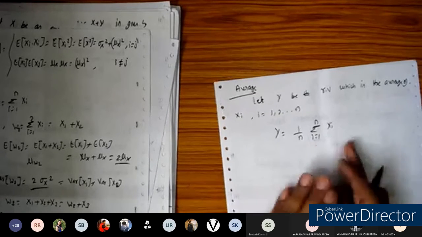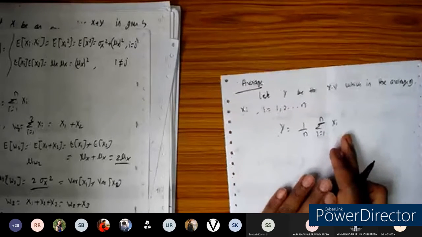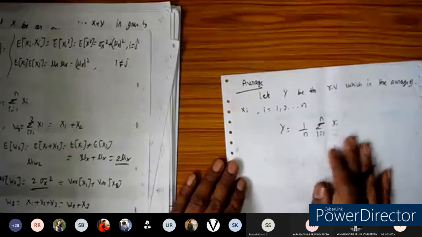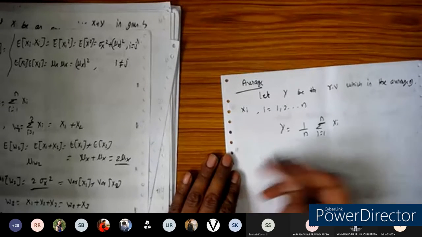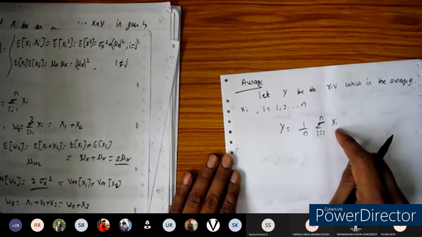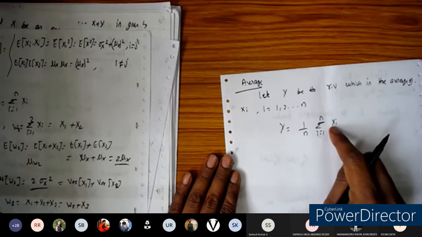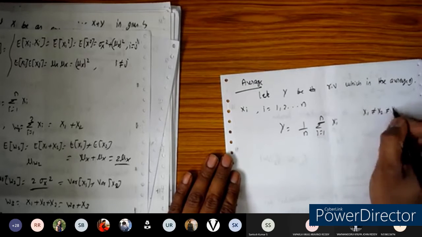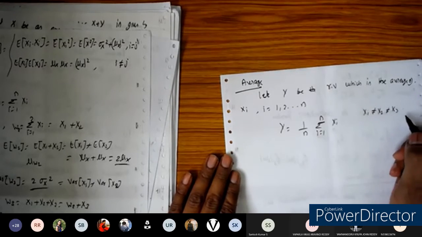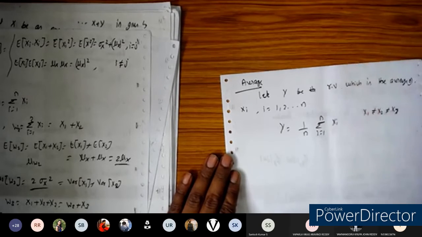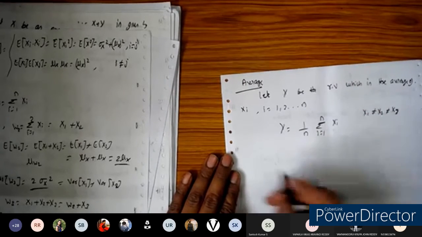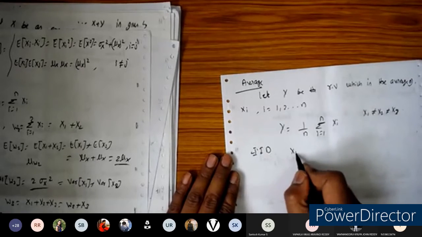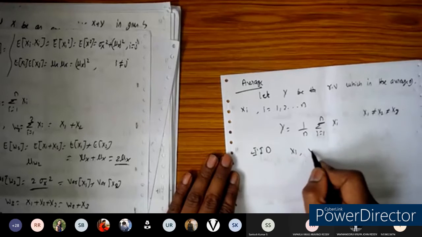Now I'm going to make a small modification, which will be considered for the concept of IID random variables. Here this is a normal random variable, where Xi is there, and X1 is not equal to X2, which is not equal to X3. So this is a normal random variable. If I consider the concept of IID random variables, there we are going to make Xi, where we can take X1.